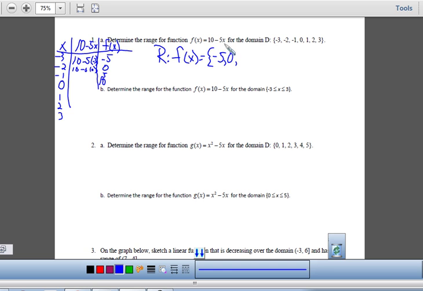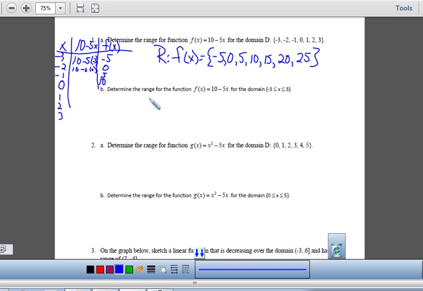If you plug this into your graphing calculator, in y equals 10 minus 5x, and look in the table, you'll get all the values for y, or f of x: 5, 10, 15, 20, and 25.